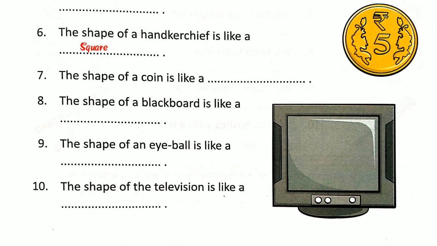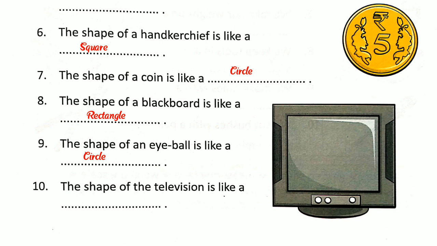Now number 7. The shape of a coin is like a circle. Very good. And then number 8. The shape of a blackboard is like a rectangle. Very good students. Now number 9. The shape of the eyeball is like a circle. Very good. Now number 10.